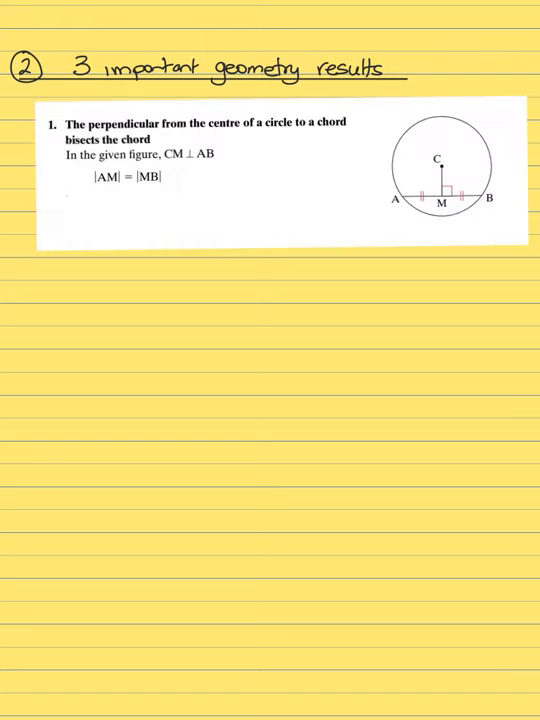In this first result, we're told the perpendicular from the centre of a circle to a chord bisects the chord. So if we have a circle here and we drop a perpendicular from the centre of the circle down to the chord, then we notice we have bisected this chord. So AB is the chord, and we've dropped a perpendicular down from the centre C. It hits the chord at M, so AM is the same distance as MB.